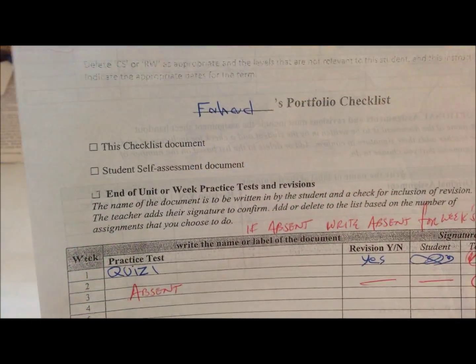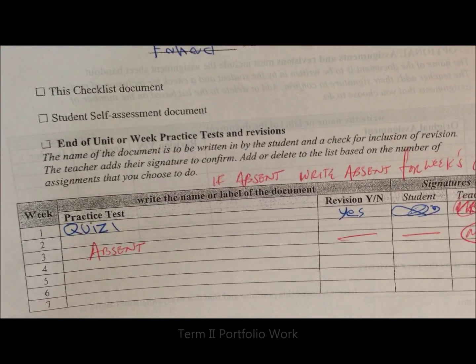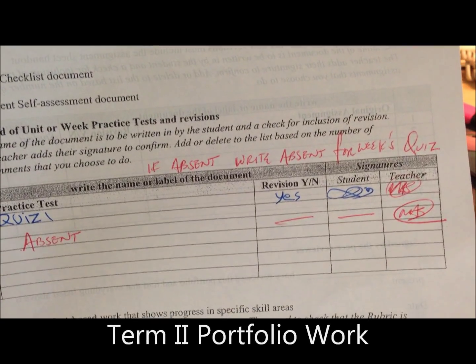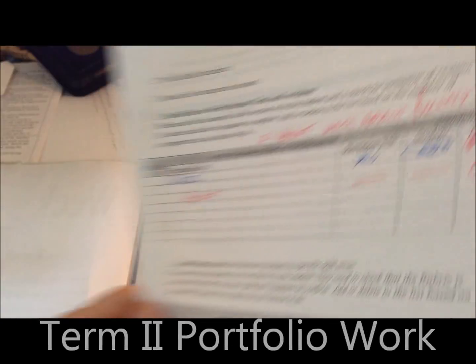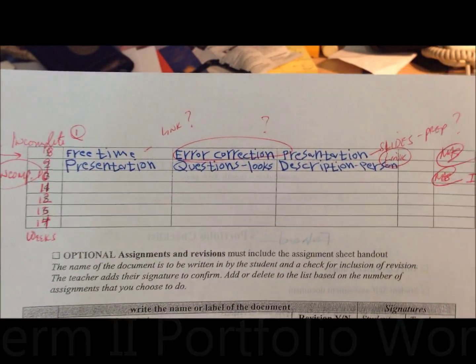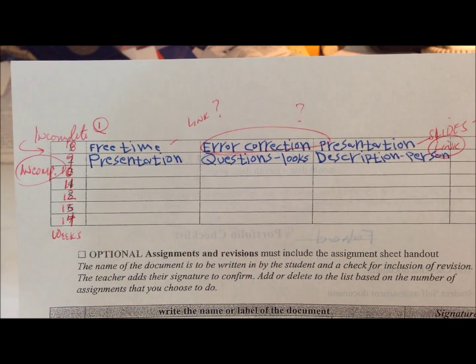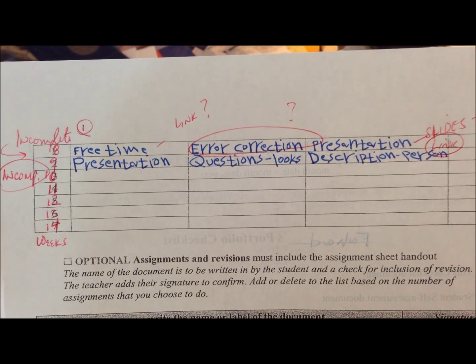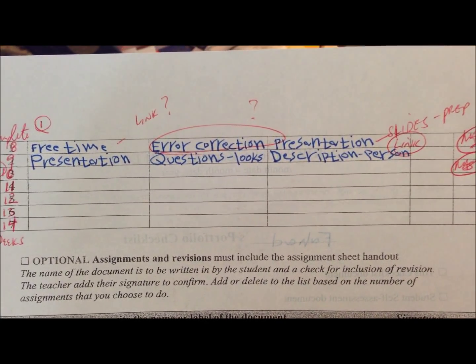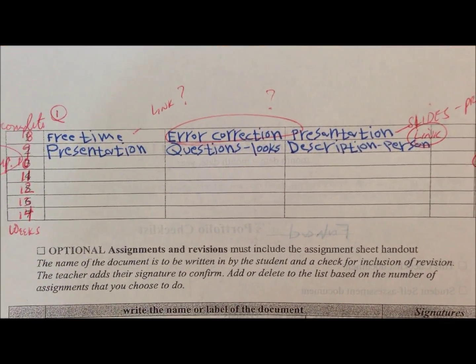Okay, so let's have a look at term 2. Okay, Fahad, term 2. You need to record your quizzes here on the first page. If you were absent for a particular quiz, then you need to say that. I noted here on the back side of your portfolio checklist that you need to include the links for some of the things that you have recorded.